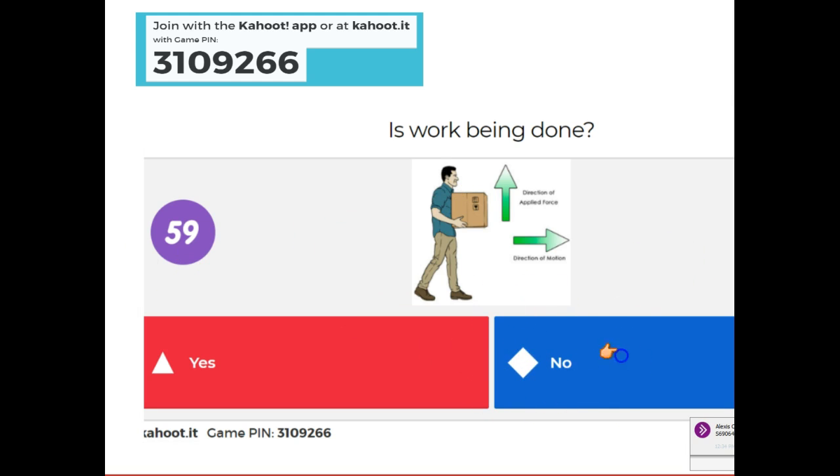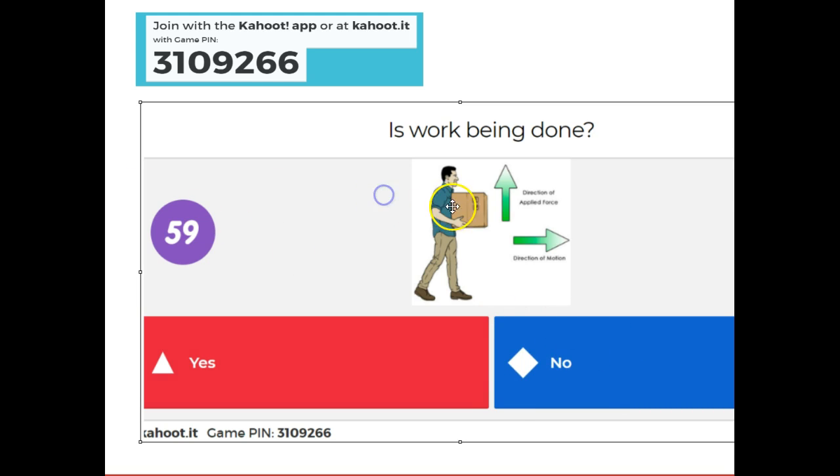All right, the answer here should actually be no. Why is work not being done here, guys? The force and the displacement are what? They're not parallel. Okay, if they are not parallel, then work is not being done. Smiley faces if that makes sense.